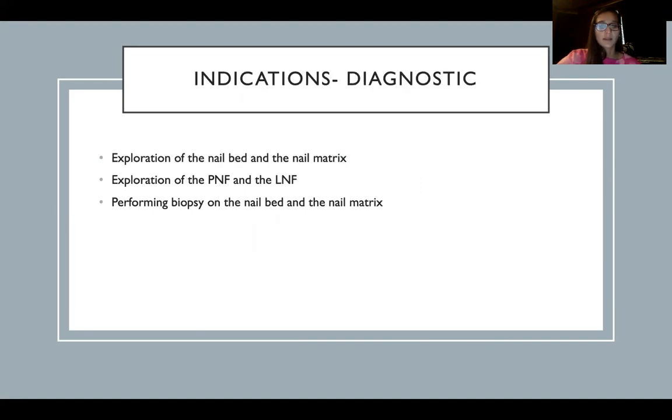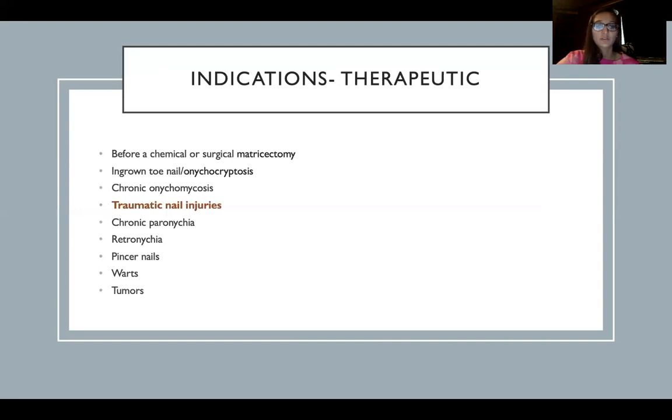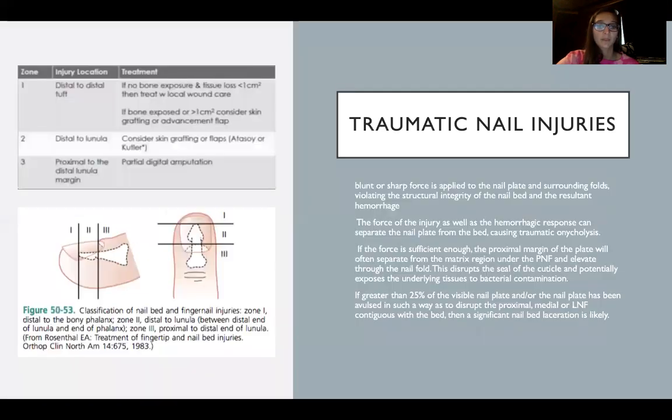There are several diagnostic and therapeutic indications for nail reconstruction. Diagnostic indications include performing biopsies on the nail bed and nail matrix, or exploration while looking for pathologies. Therapeutic indications include traumatic nail injuries, ingrowns, chronic onychomycosis, tumors, and chronic paronychia.